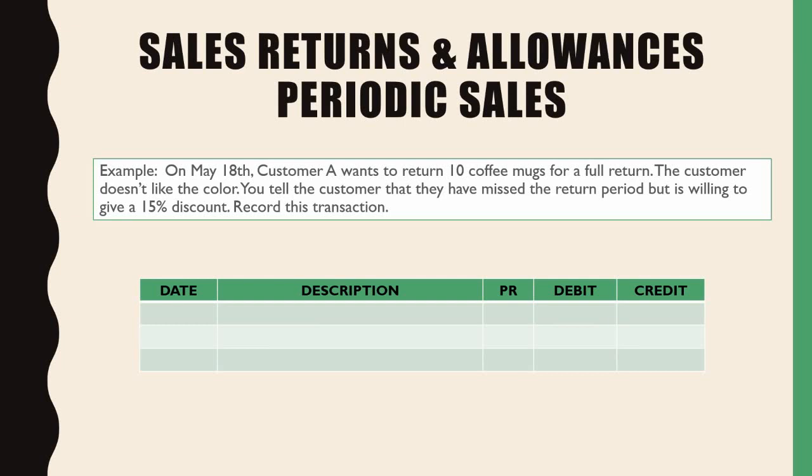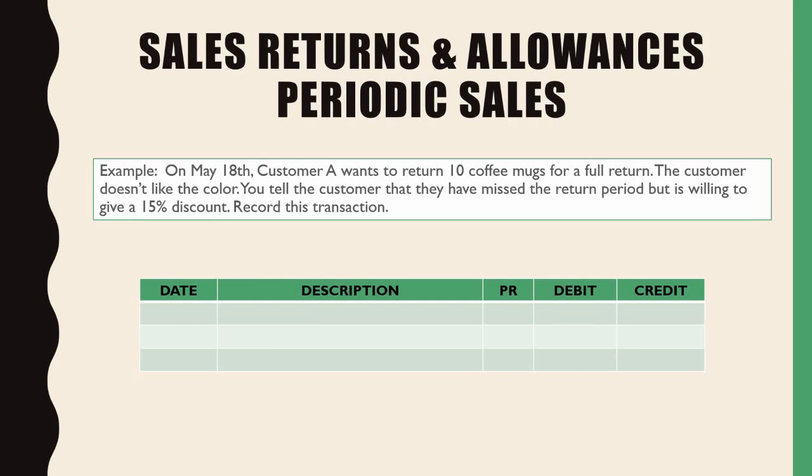So in this case, did they return the items to you? No, because again, we said no. You can't give back the products. You already bought it, so that means they're keeping the products. However, because they're unsatisfied about it, you offer them a 15% discount. So in this case, we're going to give him a 15% discount.